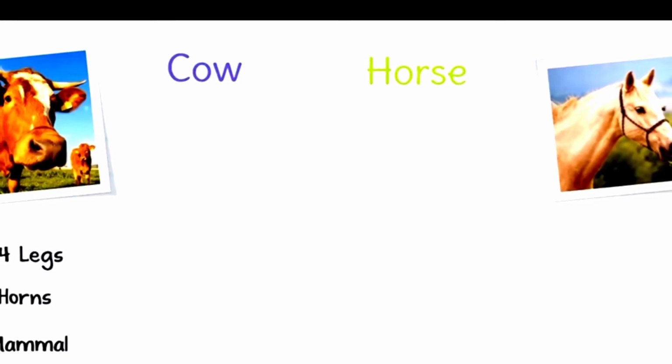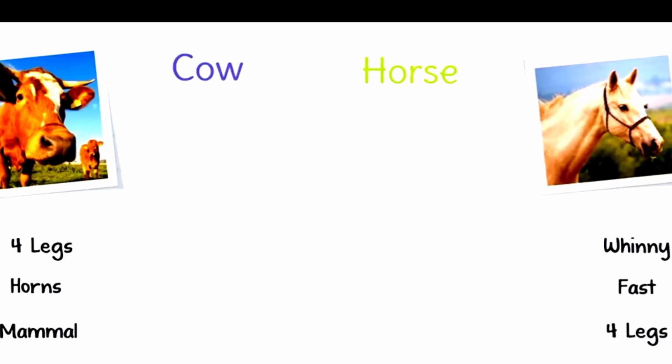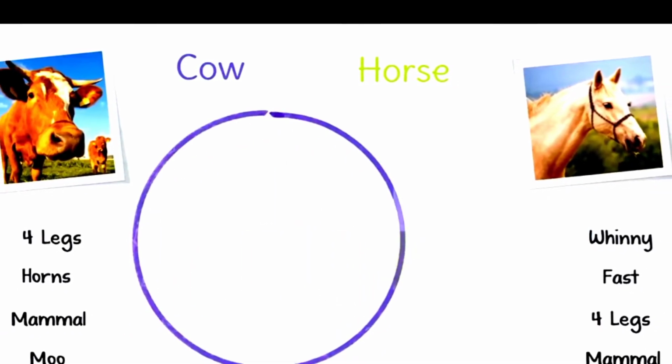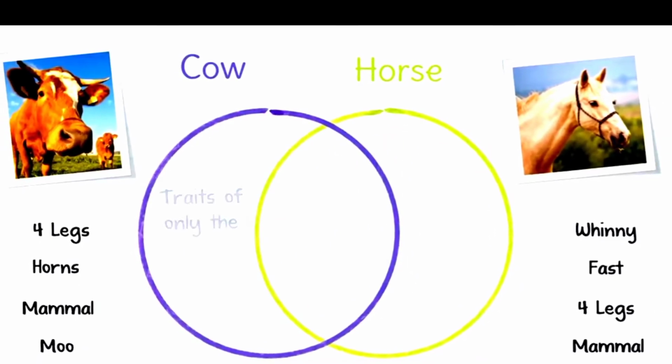Another example is a cow and a horse. A cow has 4 legs, it has horns, it is a mammal, and it says moo. While the horse says whinny, it runs fast, it has 4 legs, and it is a mammal.